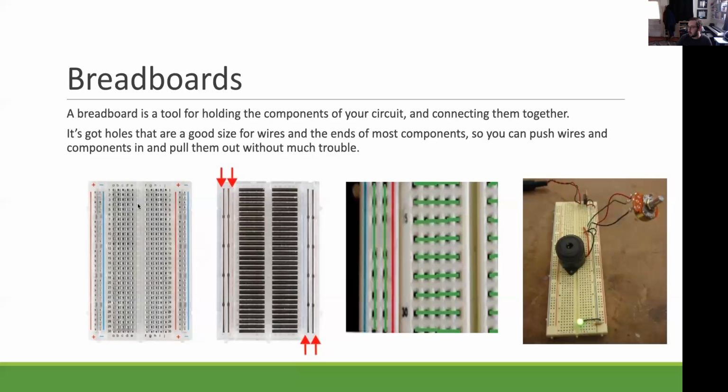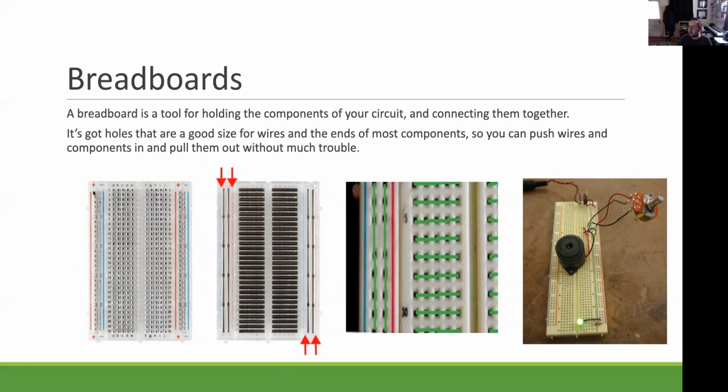The way this works is you have these rows, and you'll notice they're labeled positive and negative. Underneath them is a metal strip, and in each little hole is a tiny clip. So you would plug your jumper cable, this tiny little wire, into that, and then you can connect that to some other point on the board.